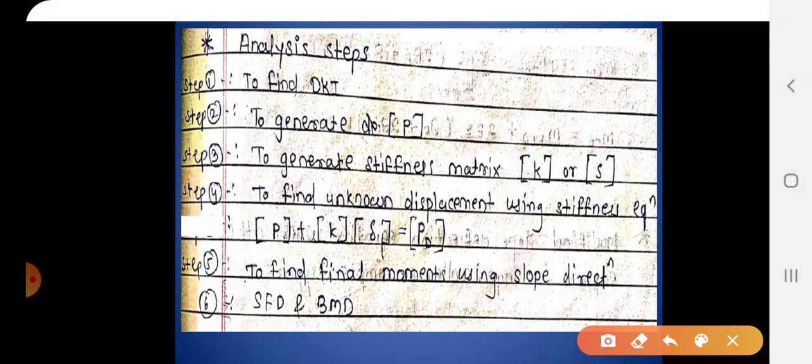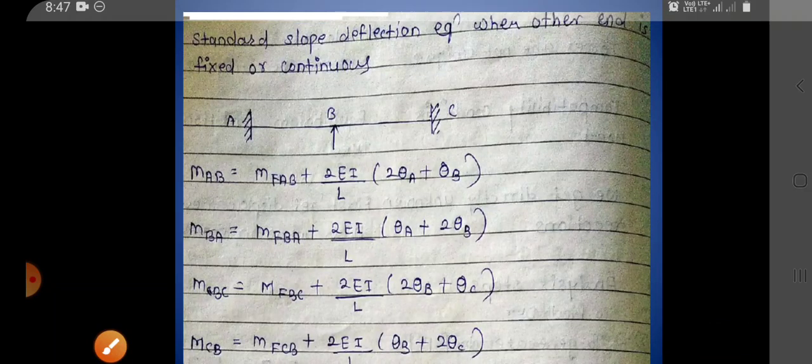Then the analysis steps for beams. The first step is to find the degree of kinematic indeterminacy, of course neglecting axial deformation. Then generate the P matrix, then generate the stiffness matrix, then find the unknown displacements using the stiffness equation, which we have discussed now. The next step, step 5, is to find the final moments using the slope deflection equations. And the last step is the SFD and BMD.